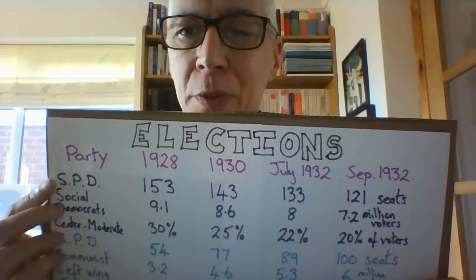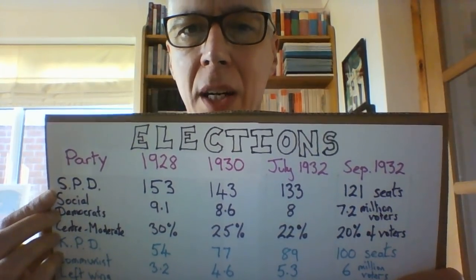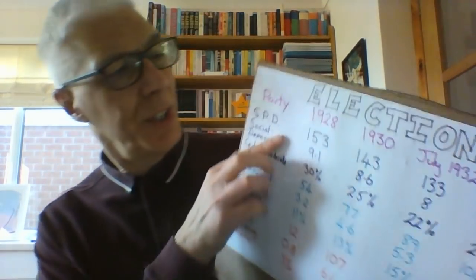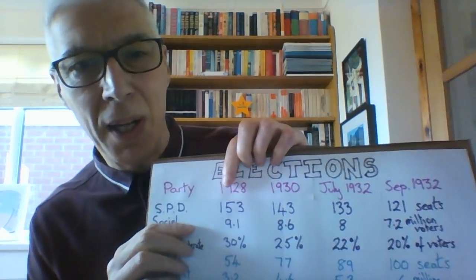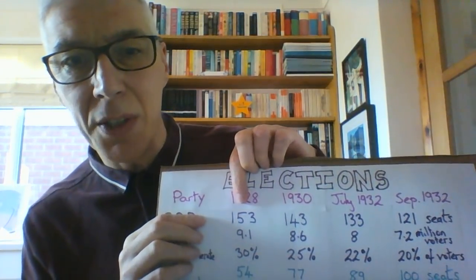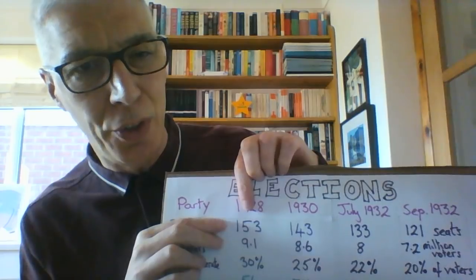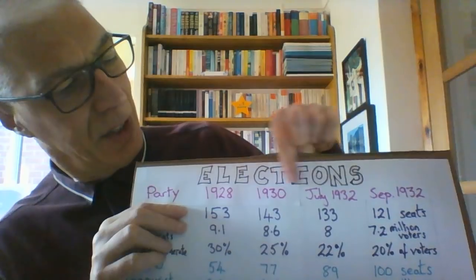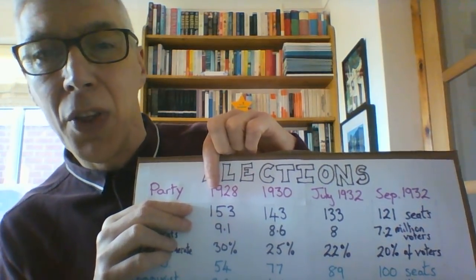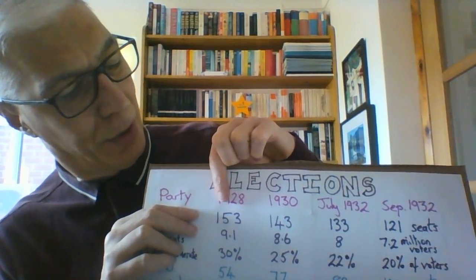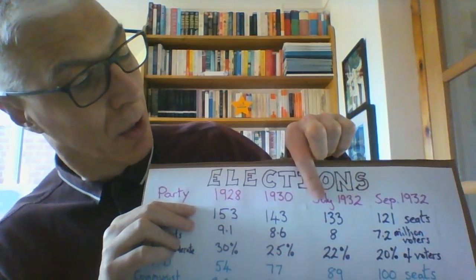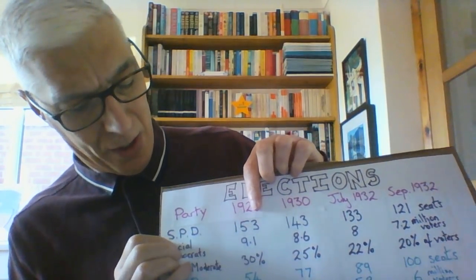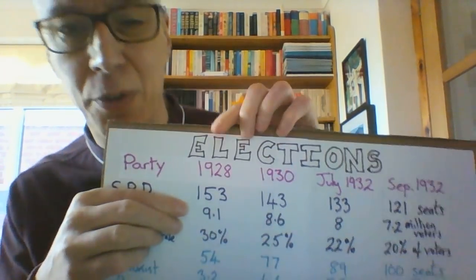The first party, the Social Democrat Party, that was the party of Gustav Stresemann. Now, you can see a clear pattern. They were the biggest party in 1928, 153 seats. But then a pattern emerges, ladies and gentlemen. As the elections continue, they lose seats. 153, 143, 133, 121.